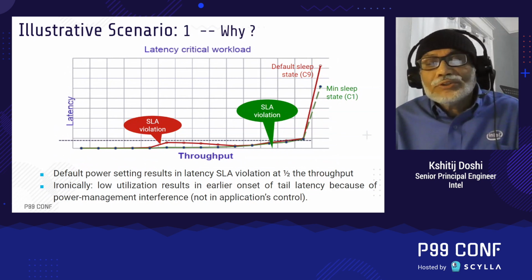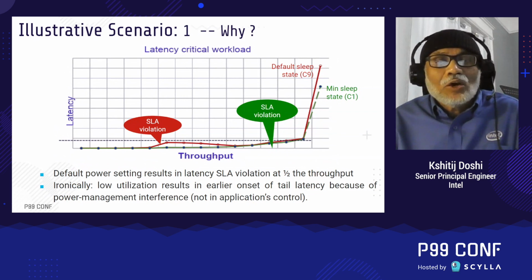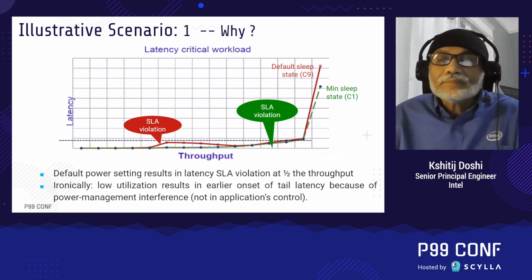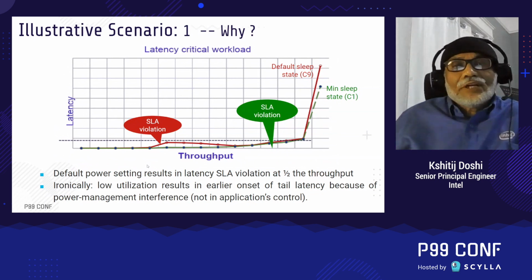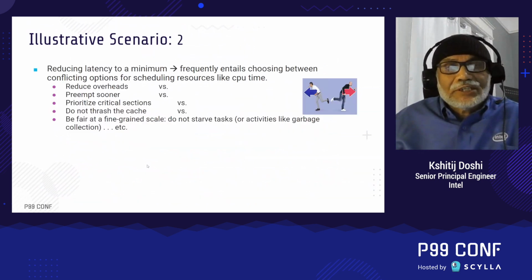Now, this was a situation that poses an irony in that the effects of either of these sleep state settings on median latency are not particularly critical. However, the low utilization results precisely in the early onset of peak latencies because of encouraging the transition into a deep sleep state. Let's talk about a different kind of transition in a second scenario.